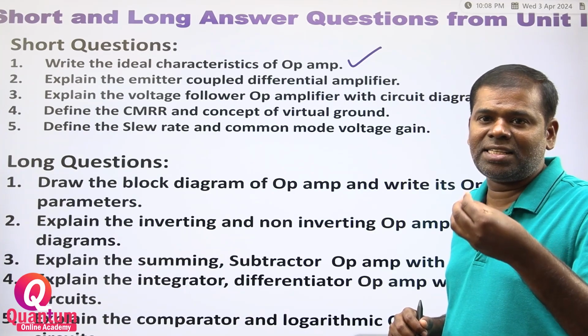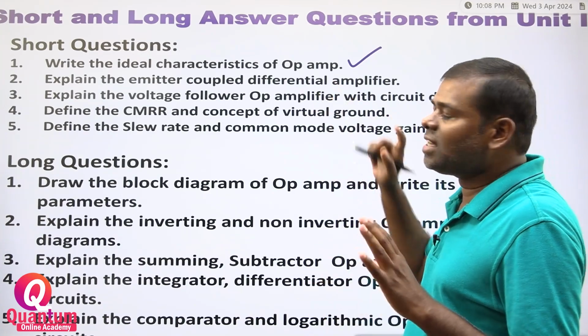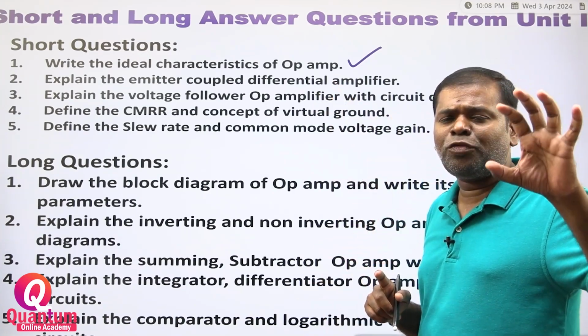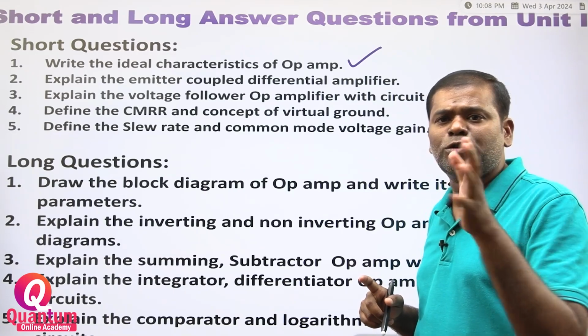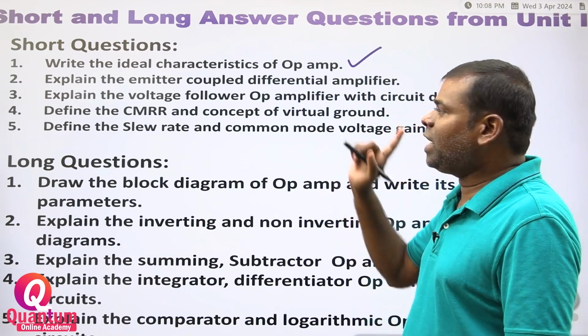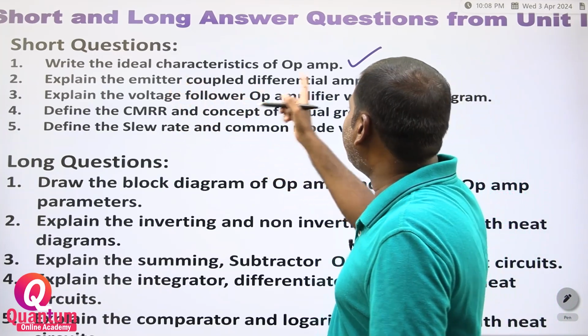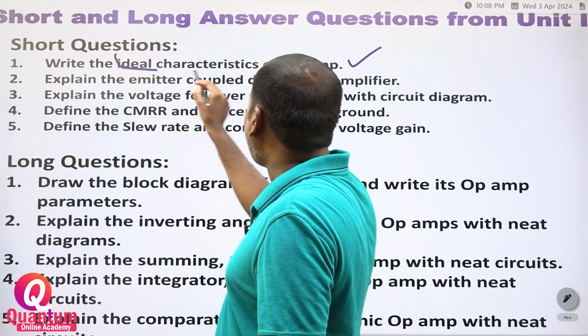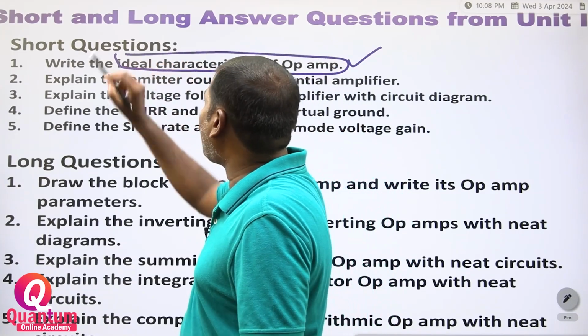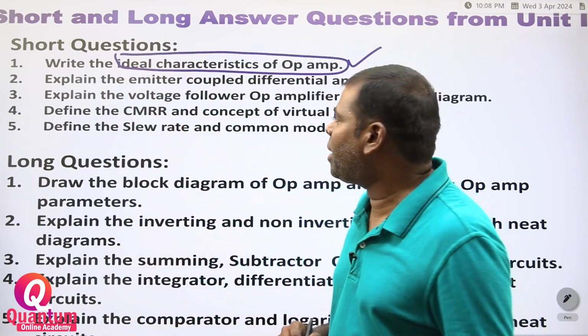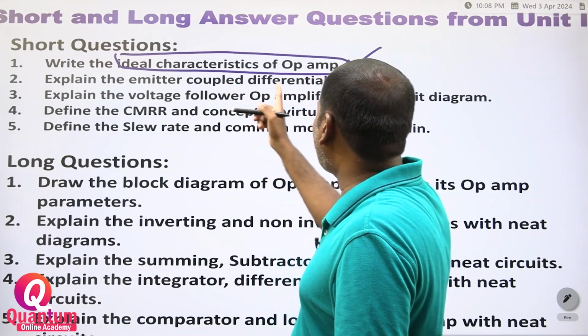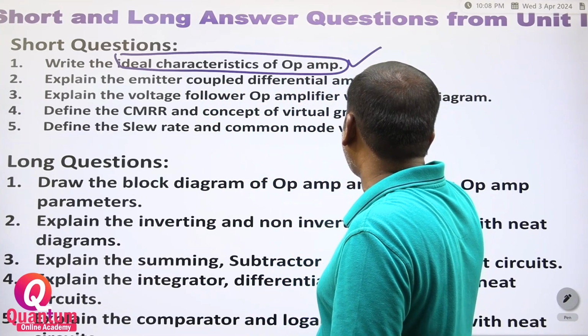Some special characteristics are there. Those characteristics you have to write. At least 4 or 5 characteristics you have to take and write, and you will get full marks. For a short question: write the ideal characteristics of operational amplifier. Please remember.